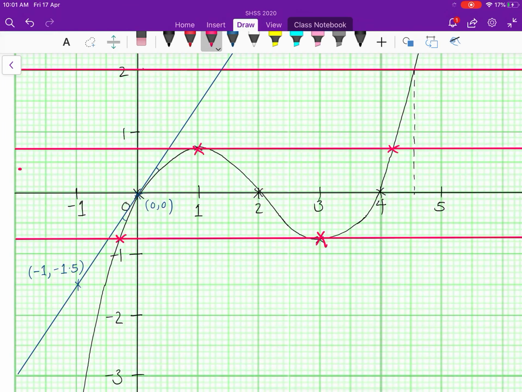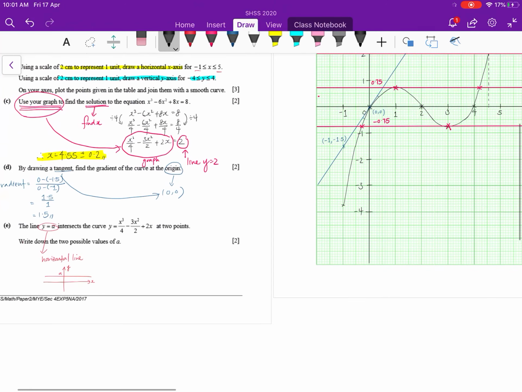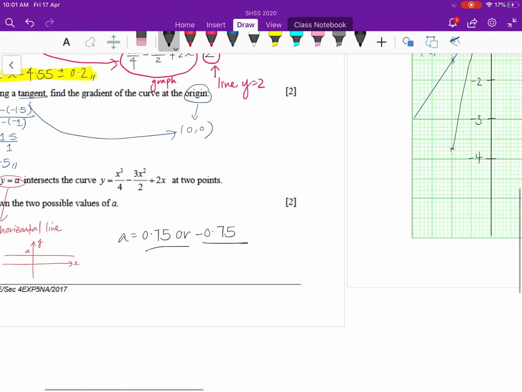So there are 2 possible values. One is 0.75 and the other one is negative 0.75. So answer for A, write down the 2 possible values of A. A can either be 0.75 or negative 0.75. And we are done with this question.